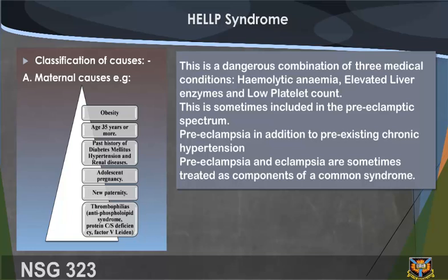HELLP syndrome is a dangerous combination of 3 medical conditions: hemolytic anemia, elevated liver enzymes, and low platelet count. This is sometimes included in the preeclamptic spectrum. Preeclampsia in addition to pre-existing chronic hypertension. Preeclampsia and eclampsia are sometimes treated as components of a common syndrome.